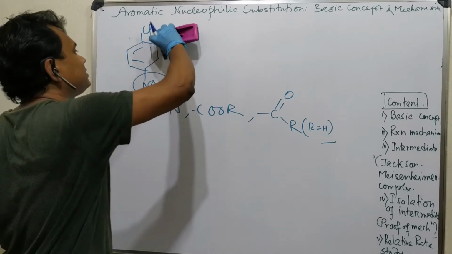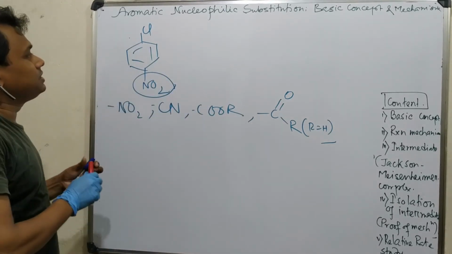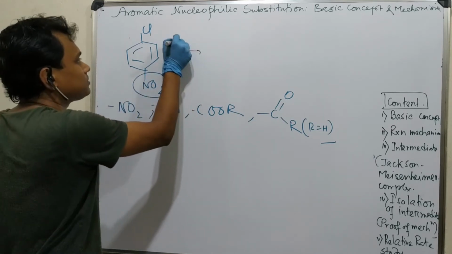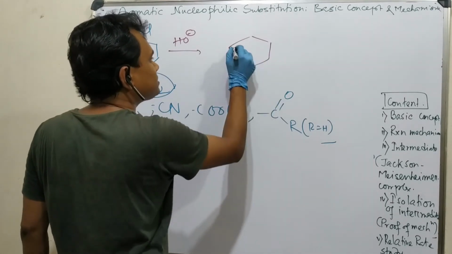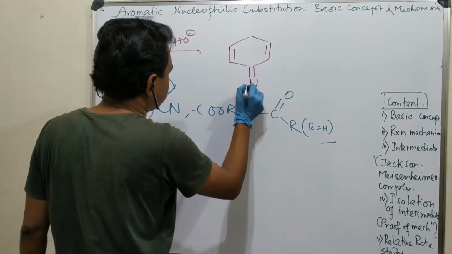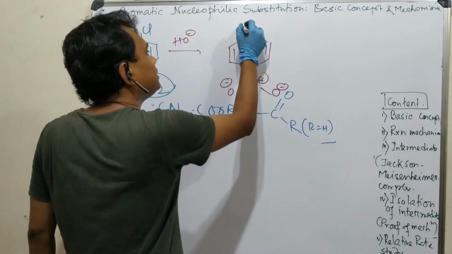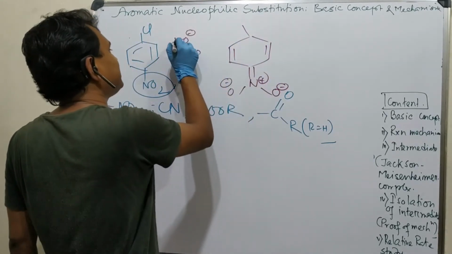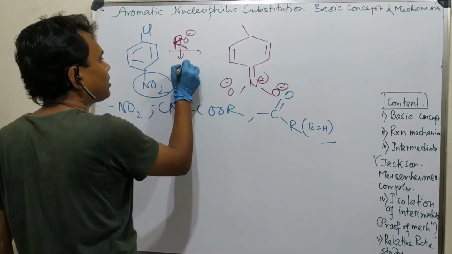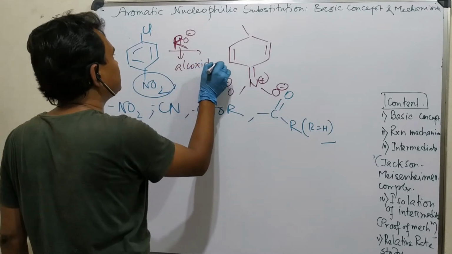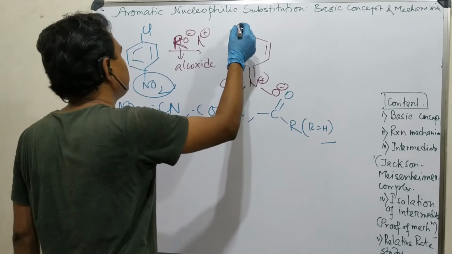In the first step, let's take the example of 4-nitrochlorobenzene. In the first step it produces the most stable one, this. I have explained this previously, so I am not going to explain it again. Fine. For example, let's take RO-, alkoxide, and definitely there is some cation like potassium, you may think.